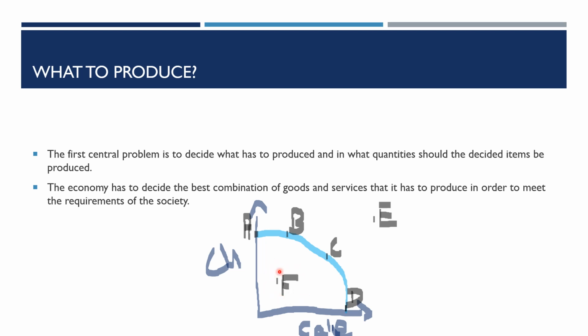This shouldn't be done. And in case of E, this is overutilization of resources, or we can say that the economy doesn't have enough resources to produce at point E. So the economy cannot produce at point E. Even if it does, it has to overburden the existing resources in order to produce it.